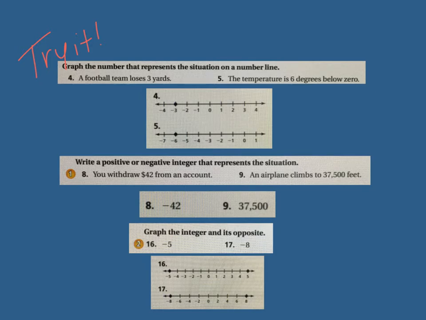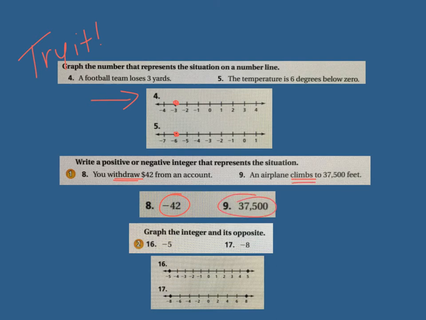And here are your answers. I just took them from the book, so they're right here. If you're graphing a number for the situation, a football team loses 3 yards, so it would be negative integer. And for number 5, the temperature is 6 degrees below, so it would be negative 6. And then for number 8 and 9, you are saying a withdrawal, so you have to recognize withdrawal means to take out. Okay, airplane climbs, so it goes above.